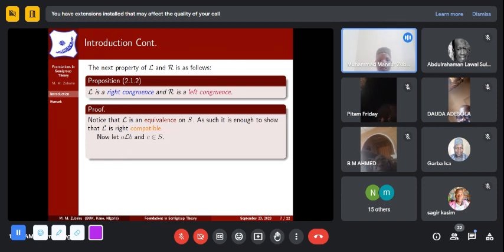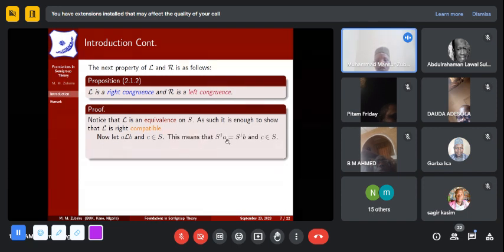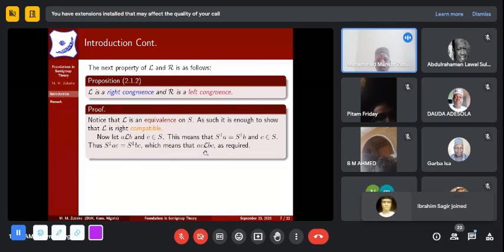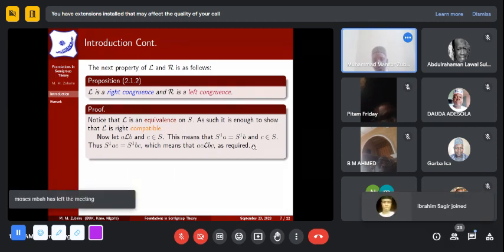We can assume A and B are L related and pick a C in S. That is, S1A is equal to S1B using the definition, and C is in S. We are free to multiply C on the right of the previous equation. So we have C here from the previous equation, meaning that, and by definition, this means what? AC is L related to BC, as required.